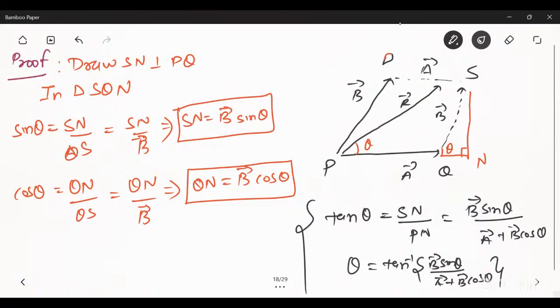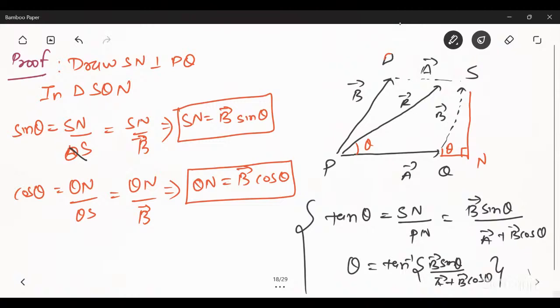Okay. So in triangle SQN, sine theta is SN upon QS. So QS is B vector. So what will you get? SN equal to B sine theta. And cos theta is QN upon QS. So the value of QN is equal to B cos theta.